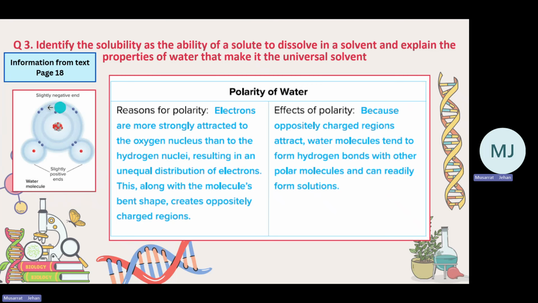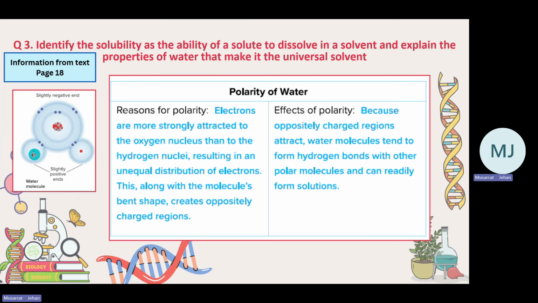This is the oxygen atom. These are two hydrogen atoms. The electrons are pulled more towards the oxygen atom side because it's more electronegative. And so that's why the oxygen side of the water becomes slightly negative. Since the electrons are being pulled towards the oxygen, the hydrogen gets slightly positive.